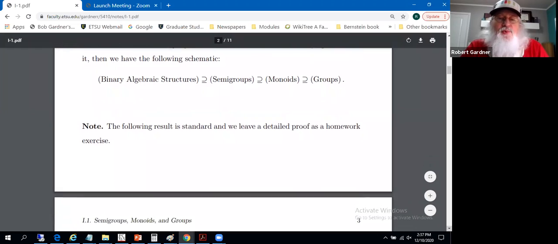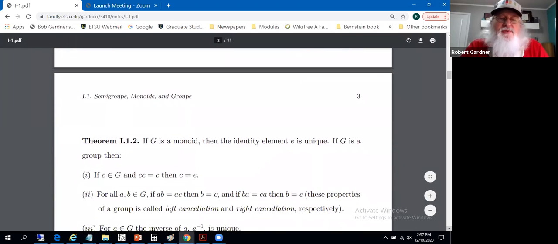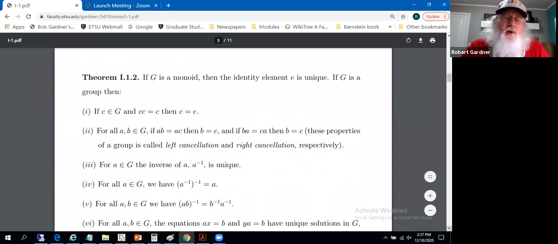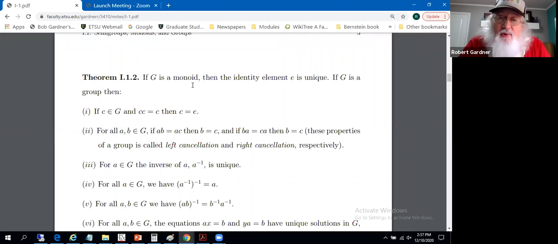Okay, first result, really about groups, with fairly straightforward arguments to establish these. We won't go through a proof of this. First it states that if G is a monoid, meaning it's a binary algebraic structure where the binary operation is associative, that's the semigroup part, and there exists an identity, that's the monoid part, then the identity element is unique. So there's not more than one identity in a monoid. Of course, this holds for groups as well because groups are examples of monoids.